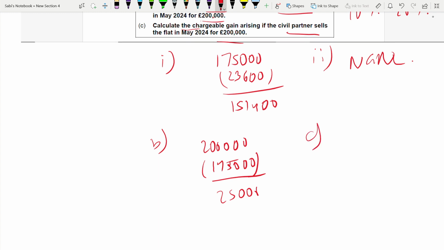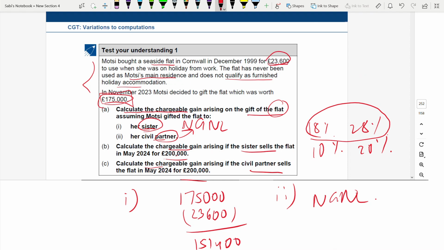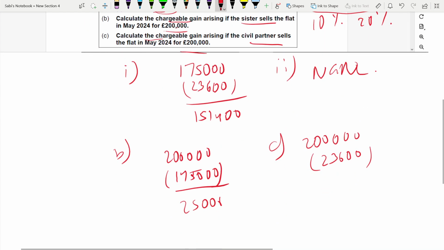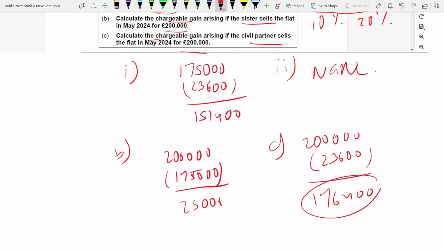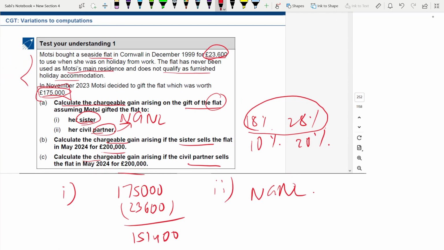Coming to C, if it's a spouse, yes, 200,000 is the sale proceed, but what about the cost? Remember, it was a no gain, no loss transfer. So Motsi's cost would now be the spouse's cost, 23,600. So the gain would be 176,400. And it would be taxed at the residential rate, 18 or 28%, depending on which band they are in. Because it does not qualify as a main residence, they will not be qualified for PRR relief either. Private residence relief. Okay? Principal residence relief, I'm sorry.